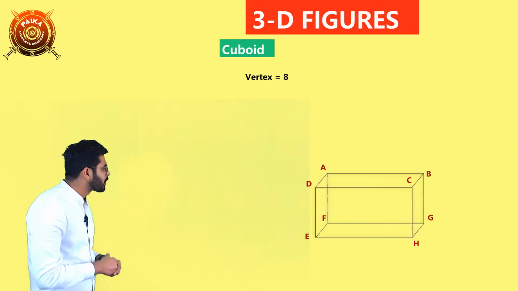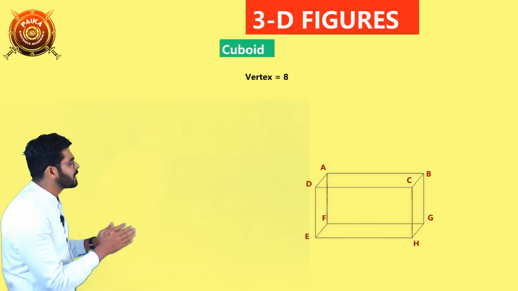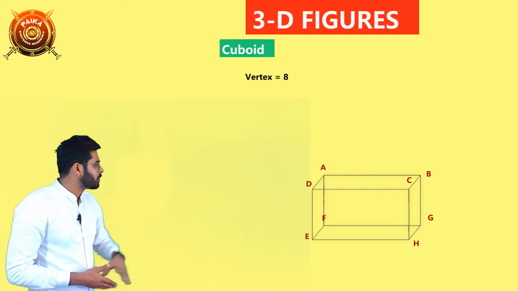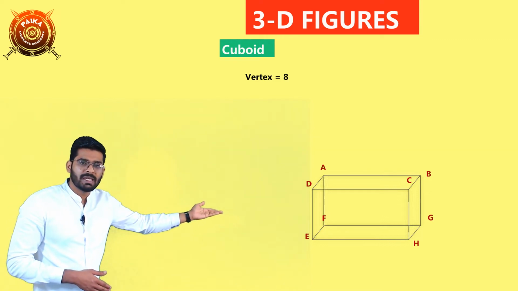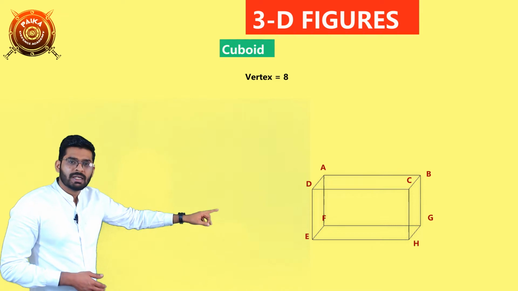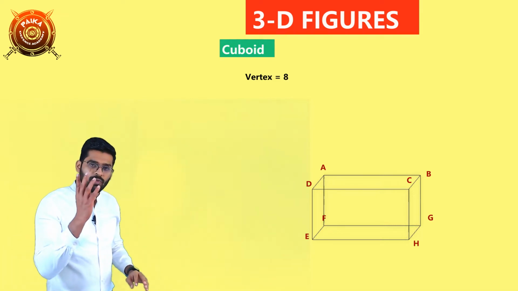Now students, first of all we will count the edges of our upper cuboidal face. The upper cuboidal face is ABCD. So the edges are AB, BC, CD and DA. So we have 4 edges.